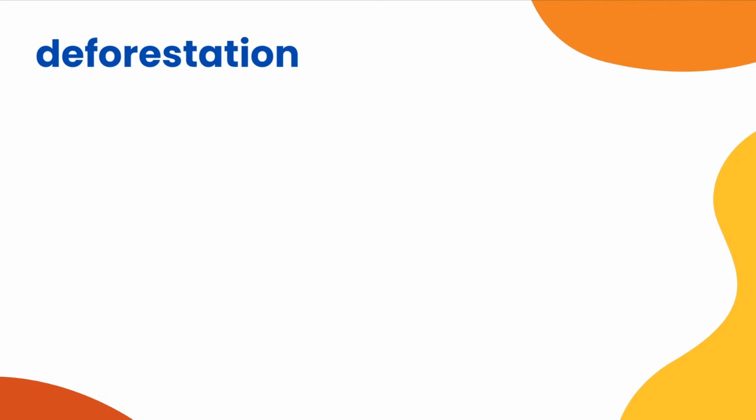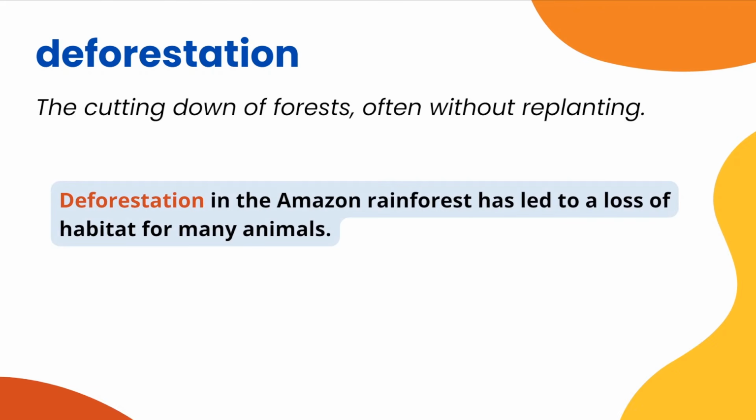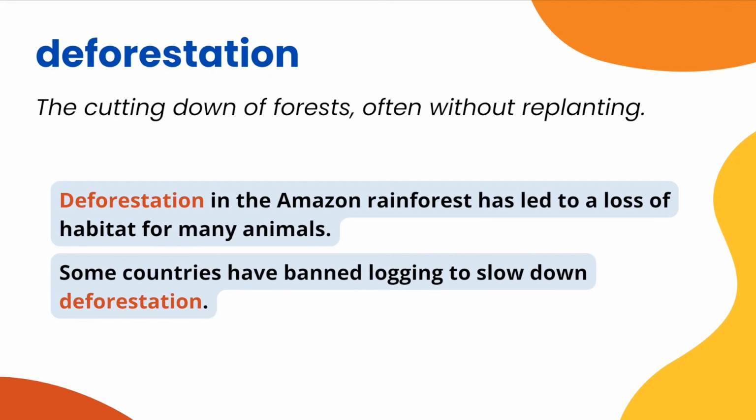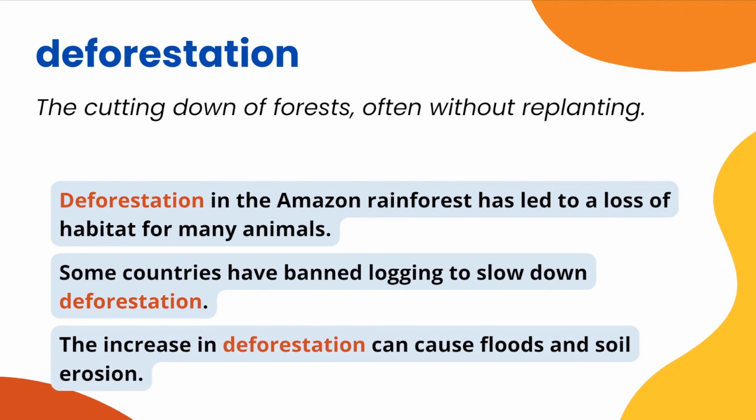Deforestation. Deforestation is the cutting down of forests, specifically the trees within the forests, often without replanting them. Deforestation in the Amazon rainforest has led to a loss of habitat for many animals. Some countries have banned logging to slow down deforestation. The increase in deforestation can cause floods and soil erosion.